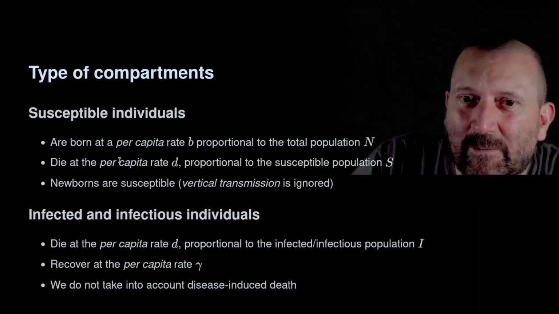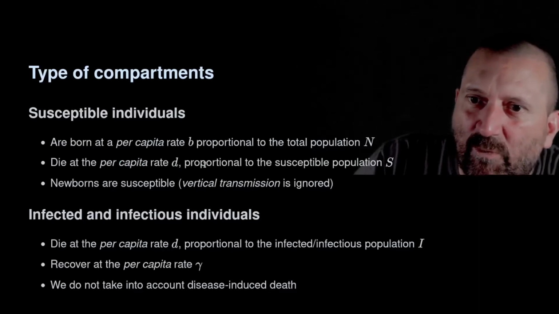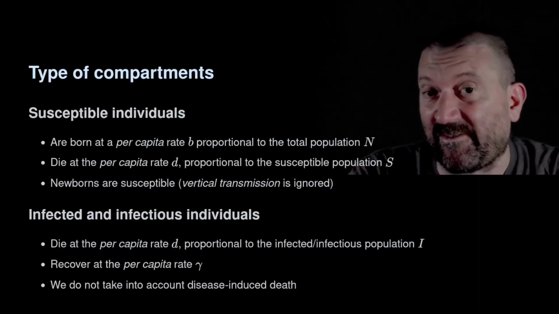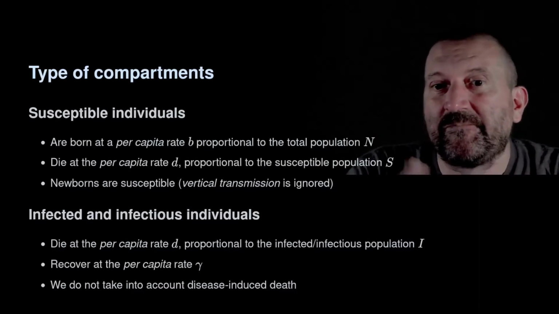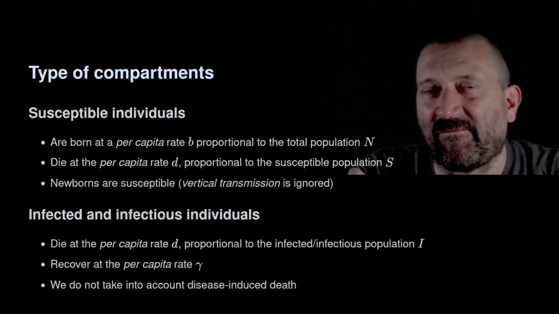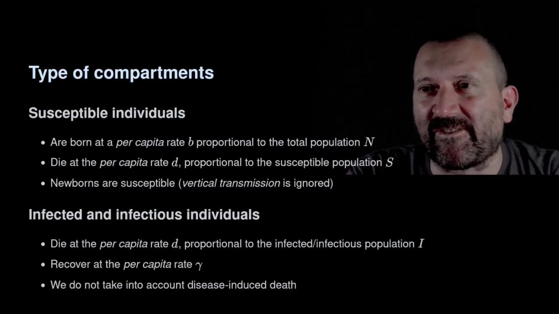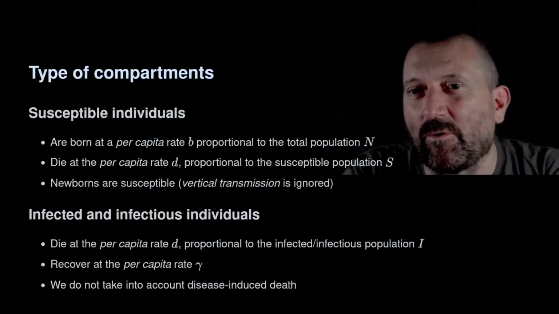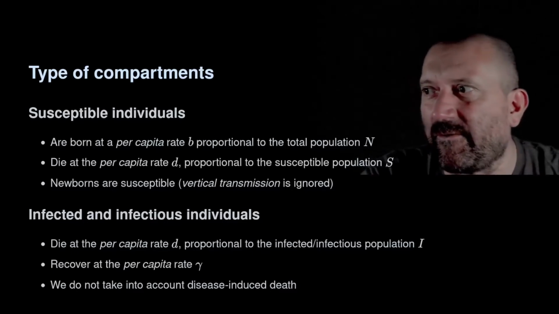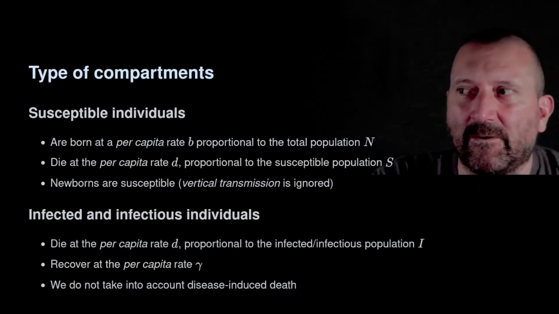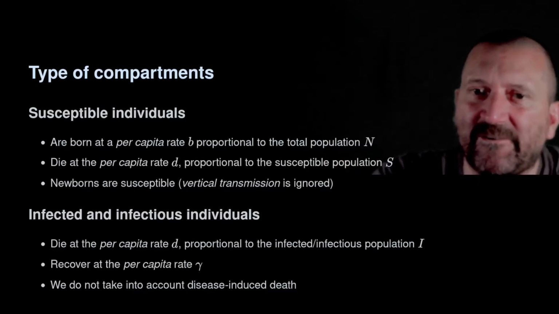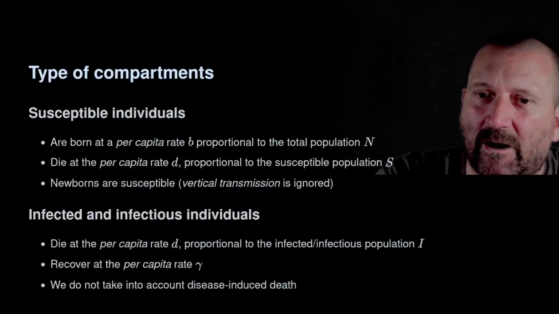Death is also per capita, and it's proportional, in that case, for susceptible individuals to the susceptible population. Newborns are all susceptible. If some of them were born infected and infectious, then this would represent the case of what we call vertical transmission. But we're not assuming that there is any vertical transmission, so all newborns are susceptible.